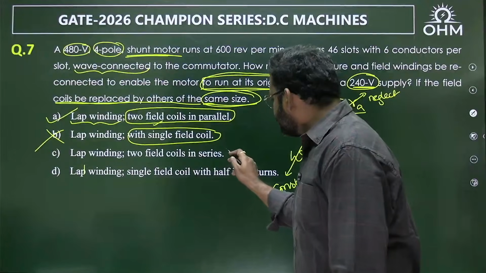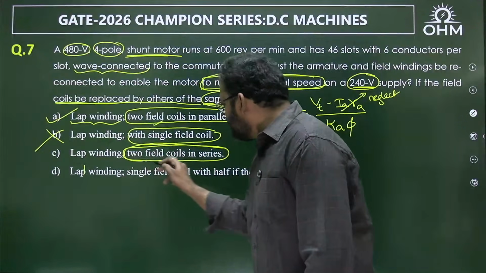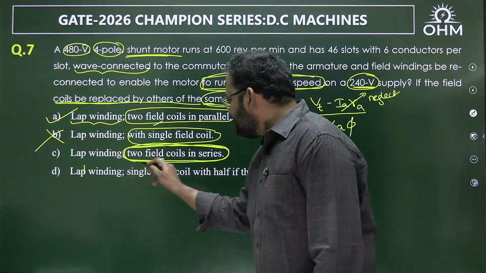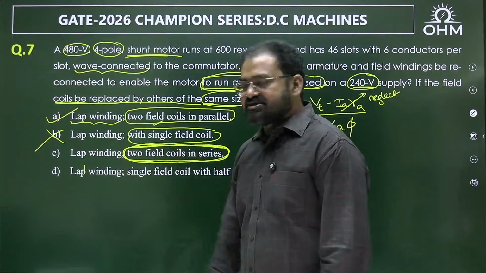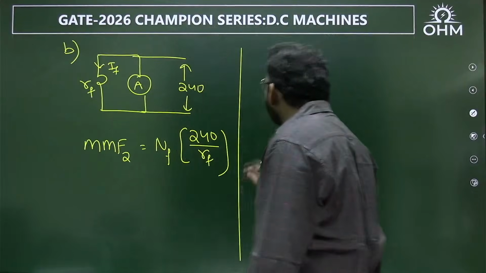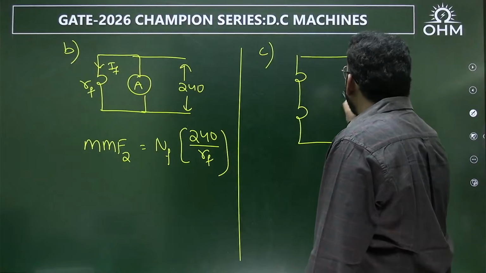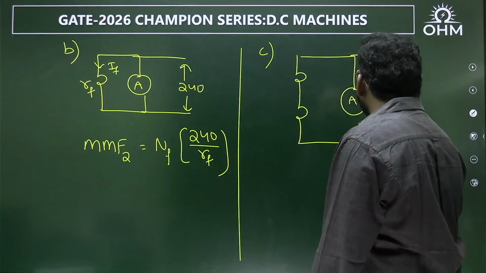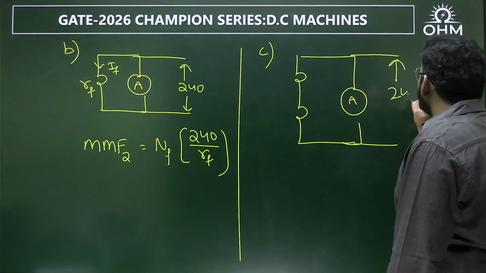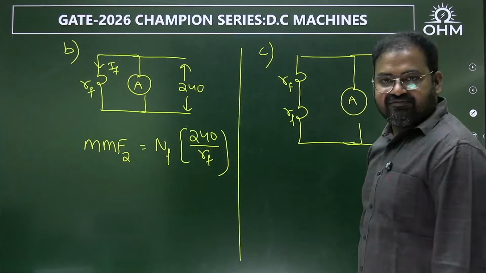Look at the third option. Two field coils are used, but they are in series. The two field coils are in series this time. Okay. In the third option, option C, I will solve here only. This time, two identical field coils are used, but they are in series. So both are having resistance RF.